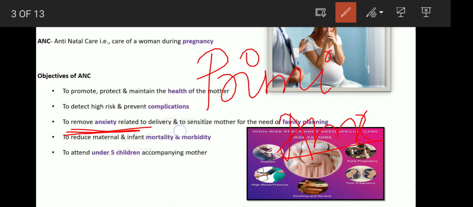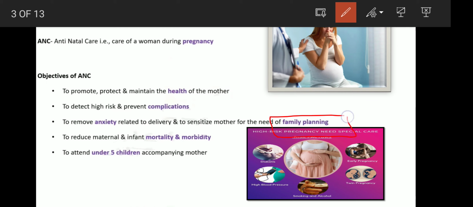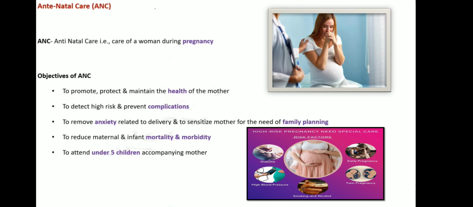And also we have to sensitize the mother for the need of family planning. If it is the primary gravida, go for spacing methods. If she is a multigravida, go for sterilization. So the mother has to be sensitized about family planning methods.